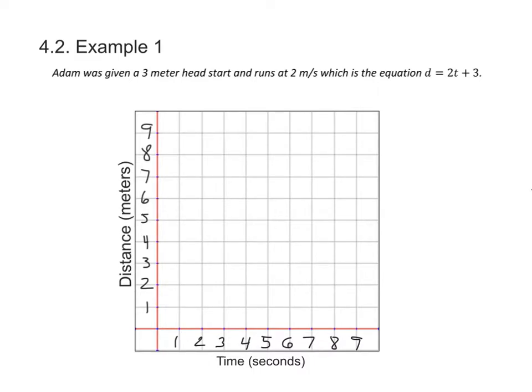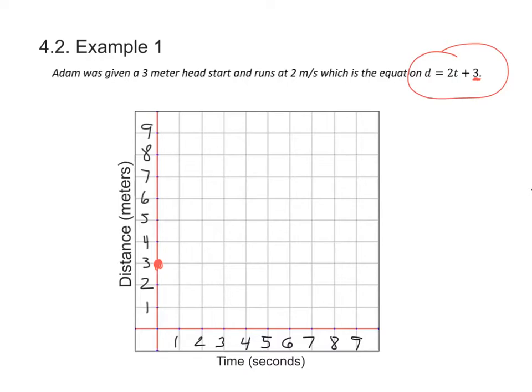This shows us the problem which says Adam was given a 3-meter head start and runs at 2 meters per second, which is the equation d equals 2t plus 3 right here. So if we have the equation, this actually becomes a pretty easy problem. The first thing we can look at is the y-intercept, and this says plus 3, so we can put a point right over here at positive 3, and then all we need to do is look at the rate. The rate right here is 2.